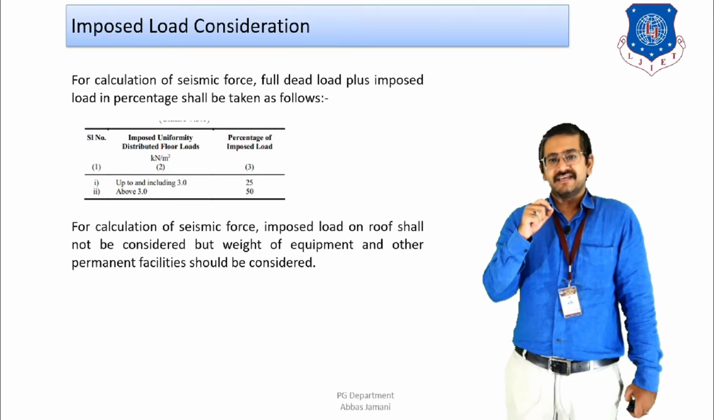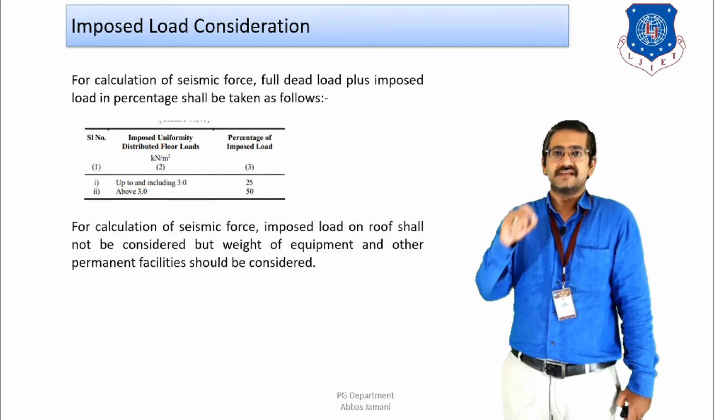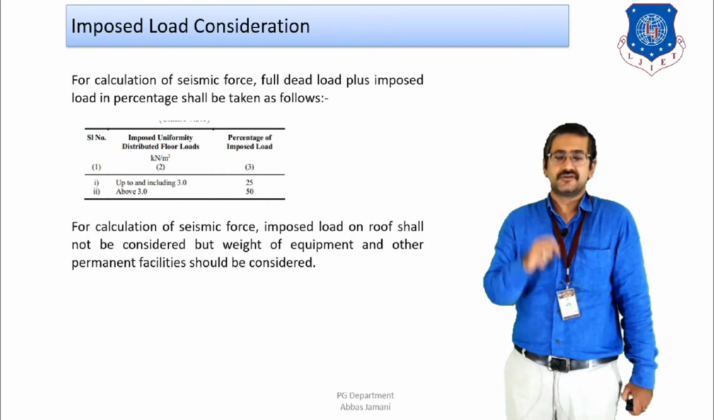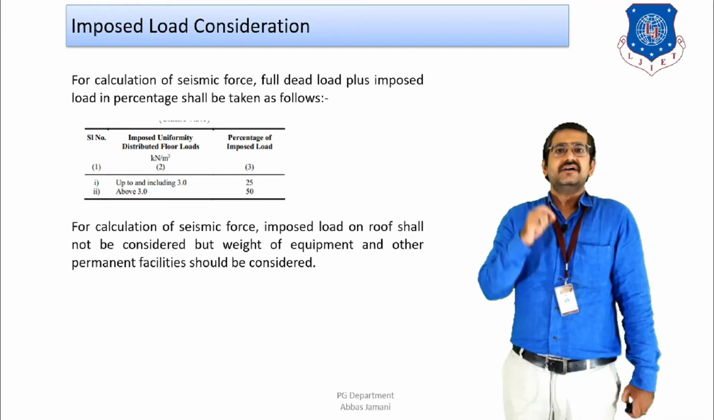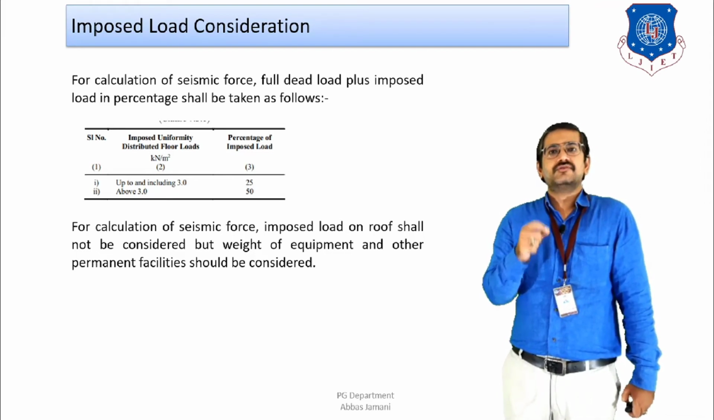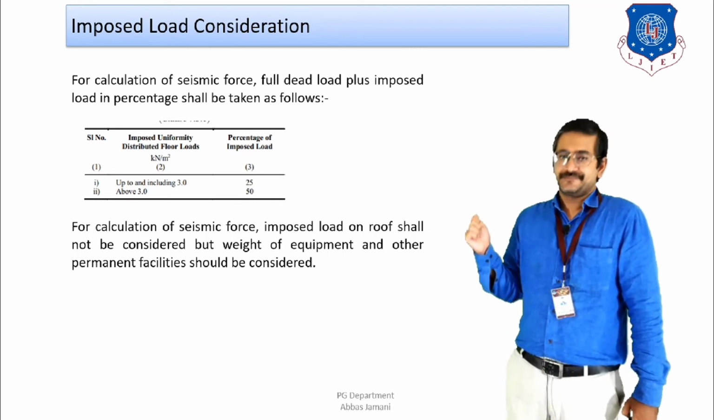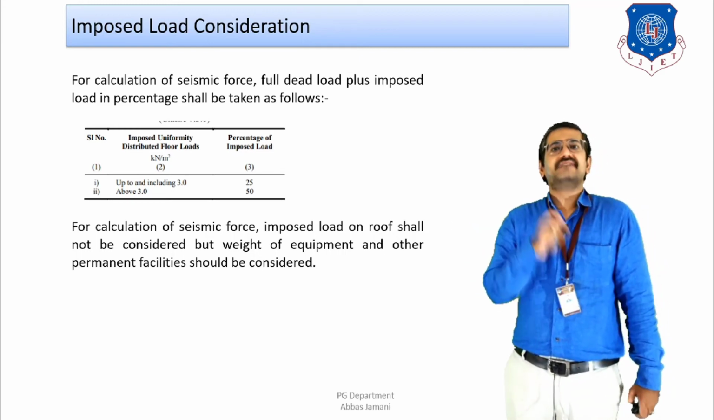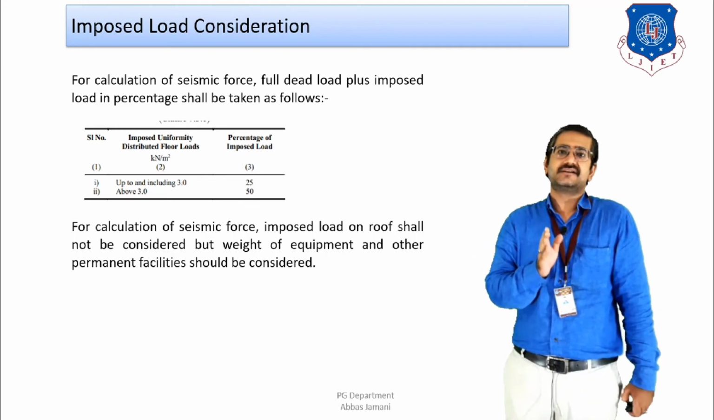Because in case of seismic weight, the calculation will be such that it will be the full dead load plus a percentage of imposed load as mentioned by IS 1893, right? So what is IS 1893 telling about this calculation of imposed load? It is telling that if your value of live load is less than or equal to 3, then 25% should be considered as the component of imposed load. However, if the value of live load is greater than 3, then 50% should be taken for the imposed load.